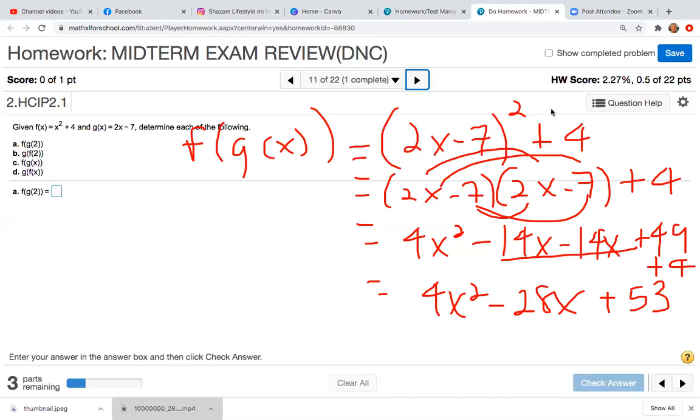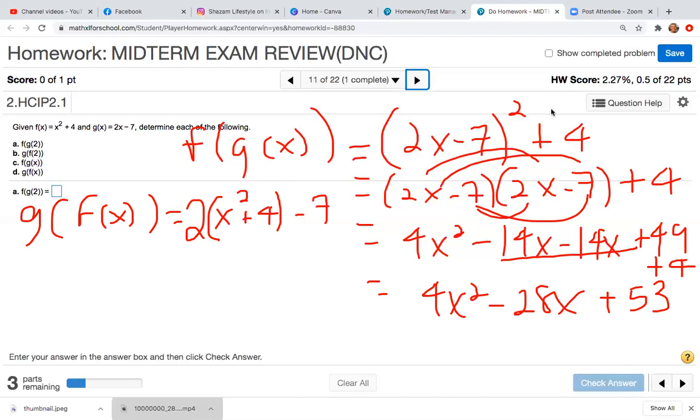Now, I'm going to leave this on the screen so I can compare the g of f of x with you guys, okay? So as you can tell, for g of f of x, you're going to take the f of x function and substitute that into the g function. So if you do that, this is what you end up with: 2 times whatever f of x is equal to, in this case, x squared plus 4, and then minus 7. So when you work it out, you get 2x squared plus 8 minus 7, which leaves you with 2x squared plus 1. So as you can tell, guys, 2 completely different answers, 2 completely different problems, okay?